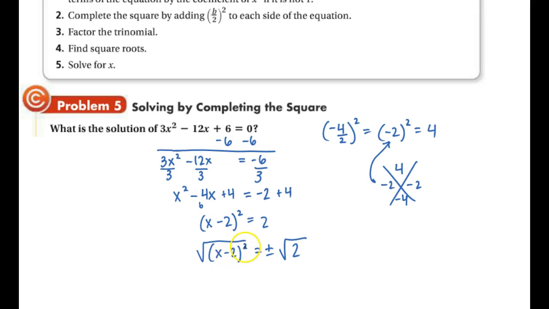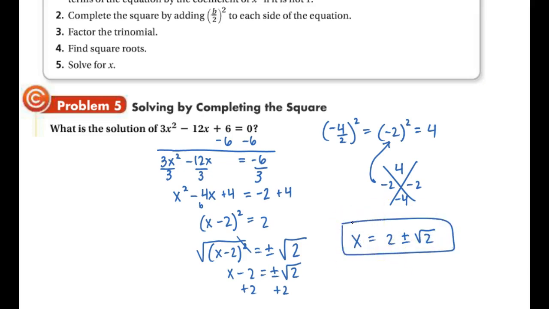And now this 2 and the square root on the left side are canceling because they're the opposites of each other. So we have x minus 2 is equal to plus or minus square root of 2. Last step, add 2 to the other side. So that means our solutions are 2 plus or minus square root of 2.